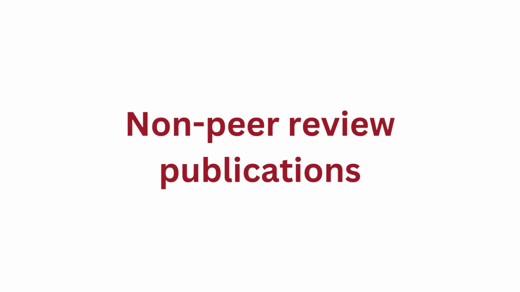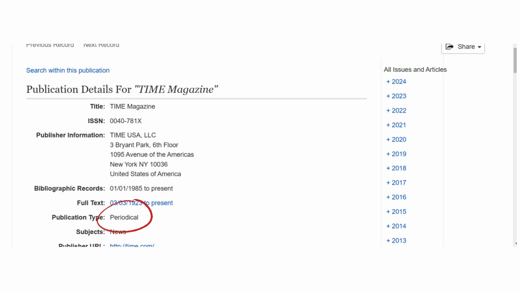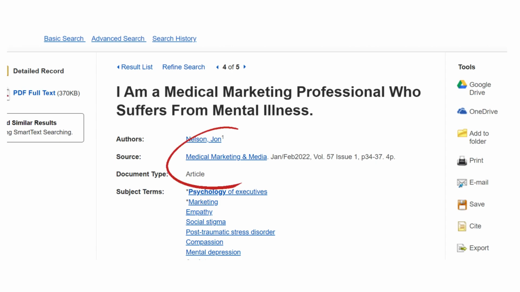Some non-peer reviewed publications can be mistaken for peer-reviewed because of the structure of the citation. First, here's an example of one that has both volume and issue number and multiple pages, so that it could potentially be mistaken for a peer-reviewed article. However, under publication type is periodical. Databases refer to magazines and newspapers as periodicals. So this is not a peer-reviewed publication.